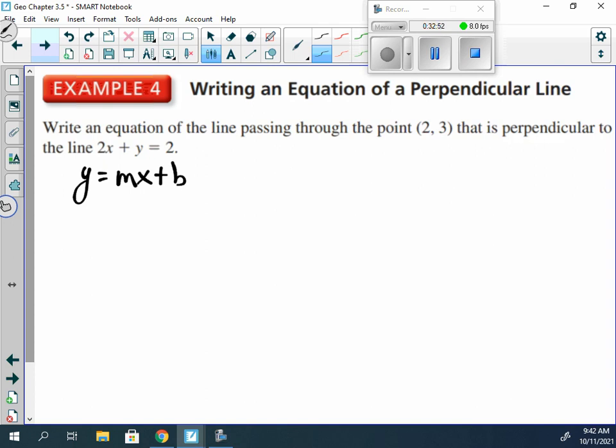Well, that's not in the right form, is it? Because we have it in what they would call standard form. So that means I need to actually take the equation that they gave us and get it into y equals mx plus b form. We need to manipulate this equation. So what's the first thing we can do to get it in y equals mx plus b form?